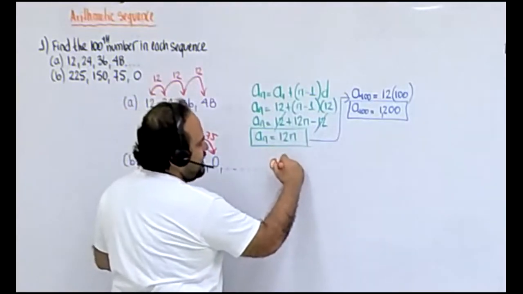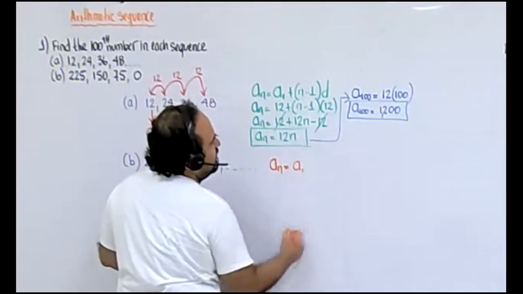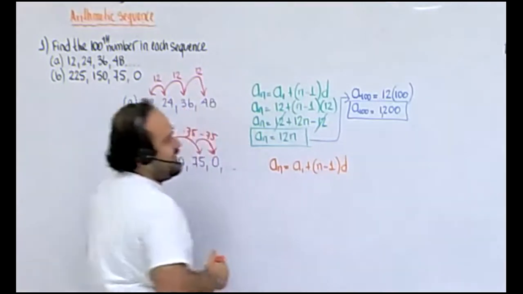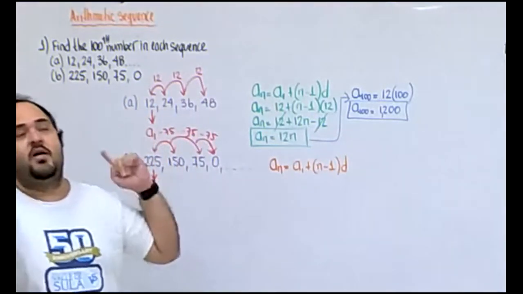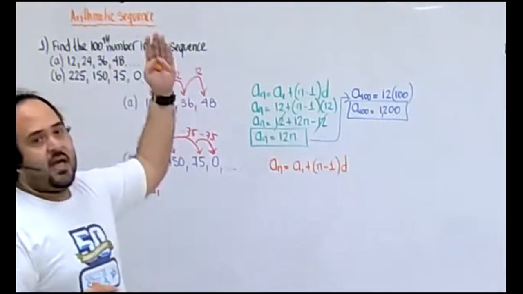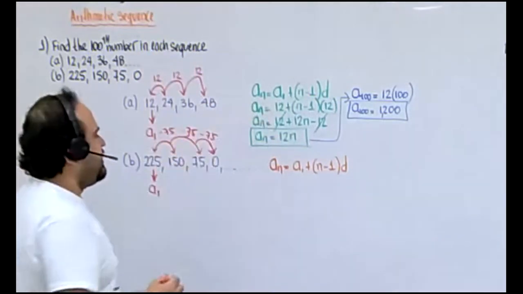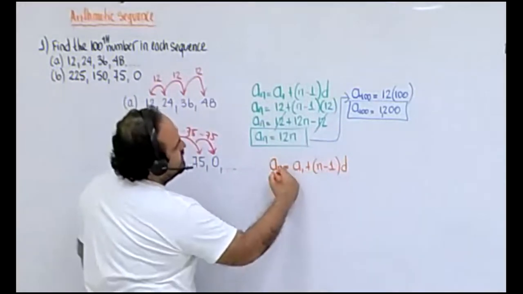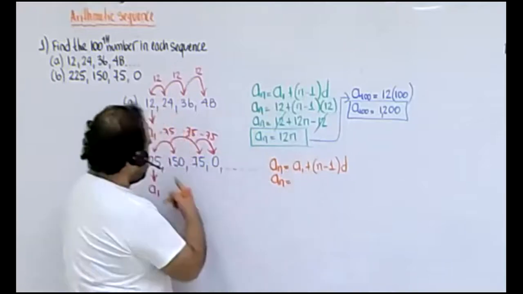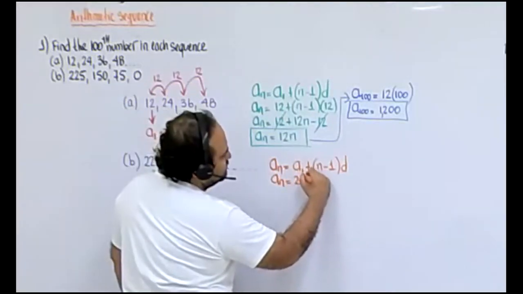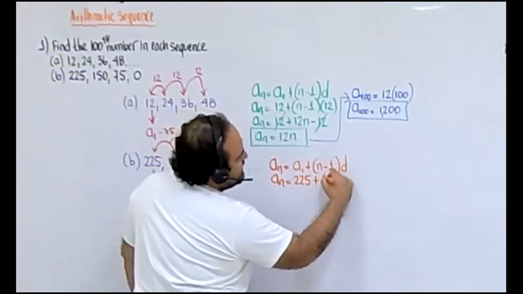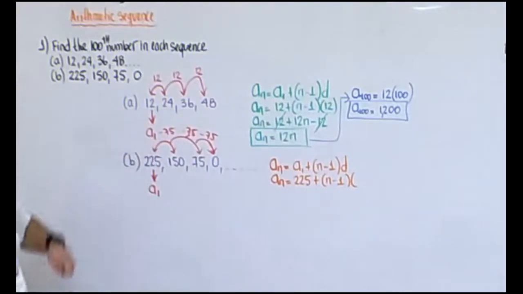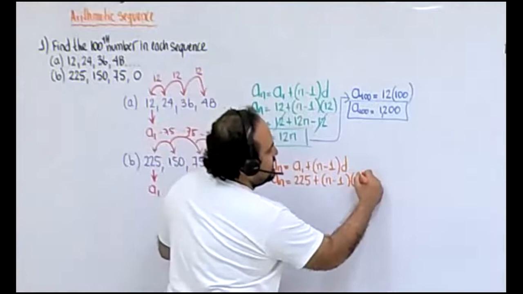Now let's proceed to create the equation. An equals first term plus n minus 1 multiplied by d. Remember, first we want to create the algebraic expression. So I'm going to replace A1 and d. So An equals A1, 225, plus n minus 1 multiplied by negative 75.